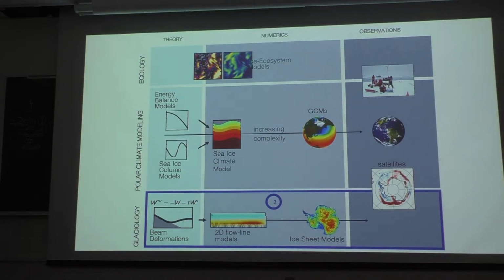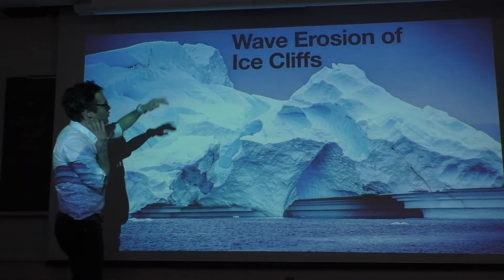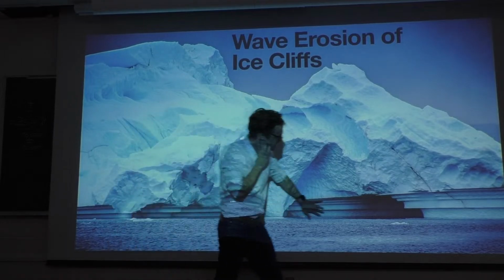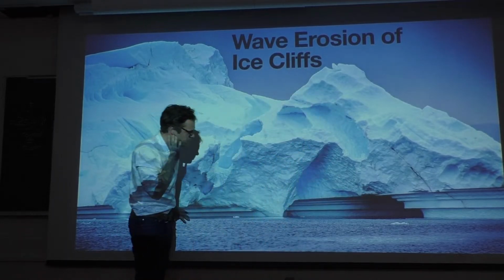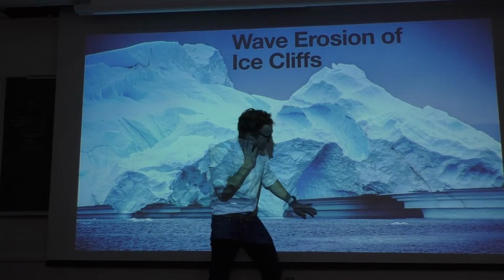Then the second one is more of the glaciological focus, and I'm very excited to talk about this, because this was Nicolas who's been working on this for the last year or so. A very specific question of the wave erosion of ice cliffs. So you can see for this beautiful looking iceberg, there is some very gradual melting happening down here.